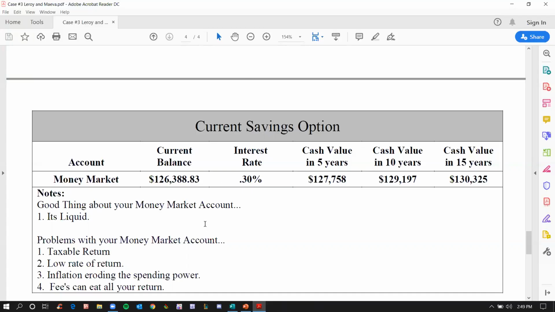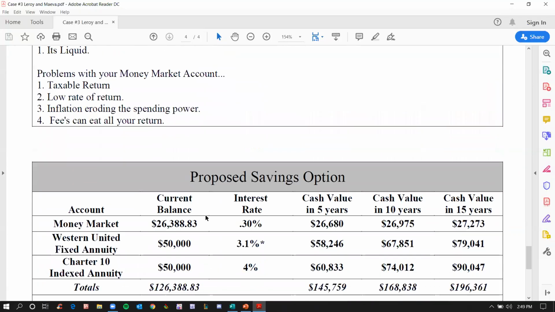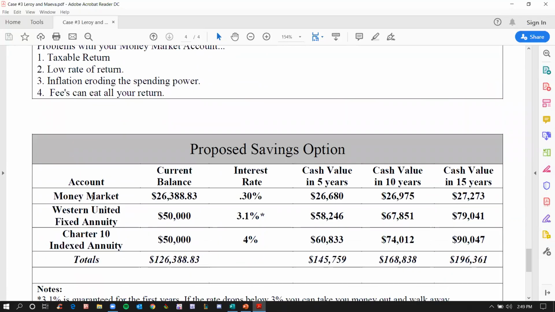All right, so let's look at something a little differently. We're going to leave $26,000 in your money market account. The reason we're doing that is to give you 100% liquidity, so you still have access to $26,000 anytime you need it. It's still going to grow the same 0.3%. In the next 15 years, it'll grow to about $27,000. Not bad.